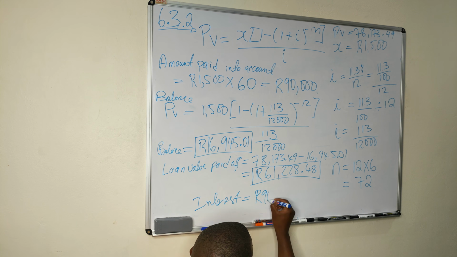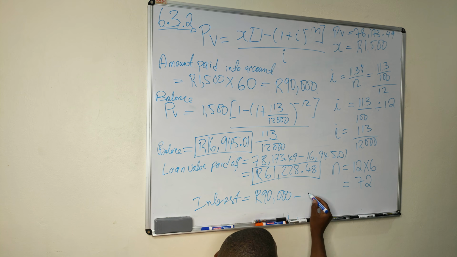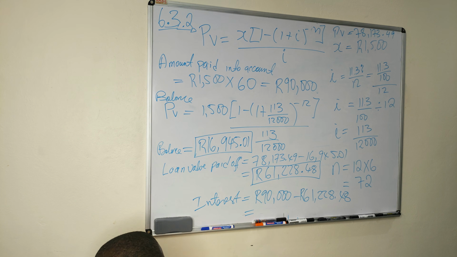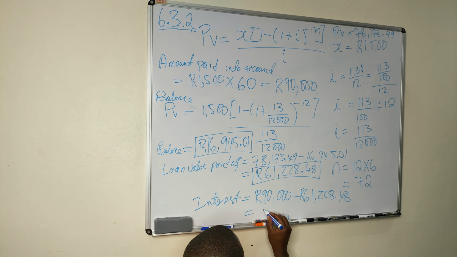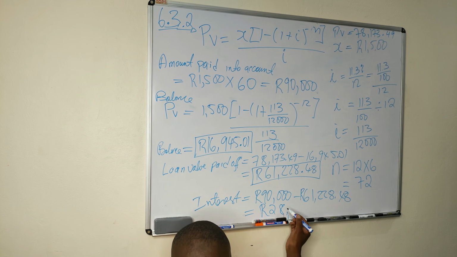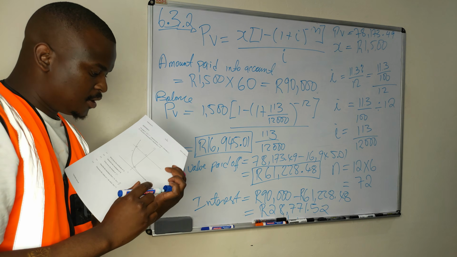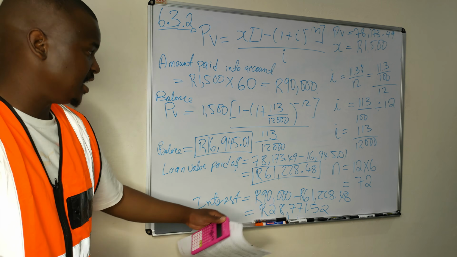So your interest will be equal to your 90,000 minus 61,228.48. That means that your interest is equal to, or we punch it, 90,000 minus that, which is equal to 28,771 rand 52 cents. So this is the interest of the loan.